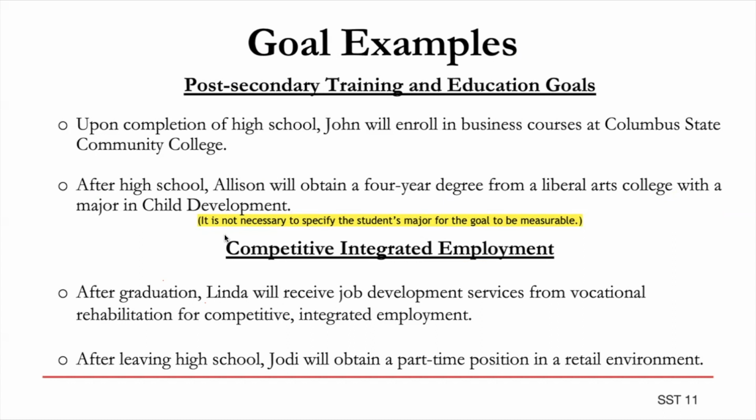For competitive integrated employment, you could say after graduation, Linda will receive job development services from vocational rehabilitation for competitive integrated employment. After leaving high school, Jody will obtain a part-time position in a retail environment. So those both are examples of that competitive integrated employment. You notice it says retail environment, that it's not a store just for people with disabilities to work at. Or it's not a dayhab facility that maybe has a little side gig where they sell things that they make in a craft store, something like that. You want it to be competitive and integrated. So how are they doing a job, or what job are they wanting to do in order to work with others that are not identified with disabilities and are of the same age or close to the same age?